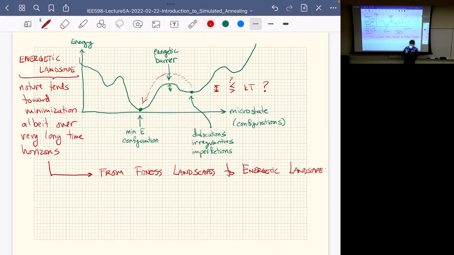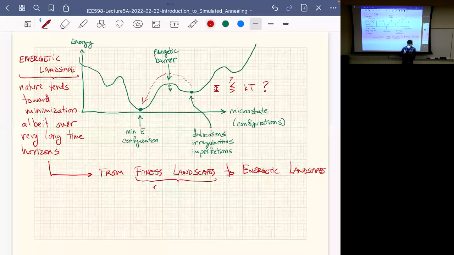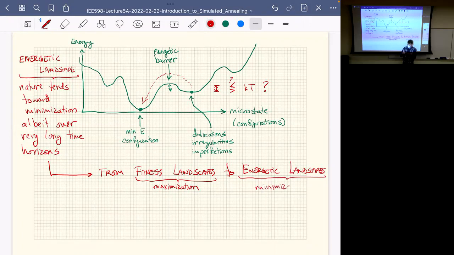Where the fitness landscapes, our conceptual model is in terms of maximization, and energetic landscapes, our conceptual model is minimization. But we know that any optimization problem we can phrase as either a maximization or minimization, just with a flip of a sign. All right, so that's the picture.